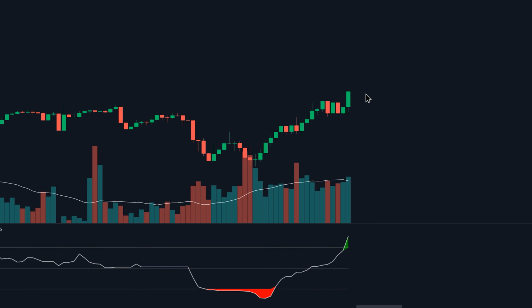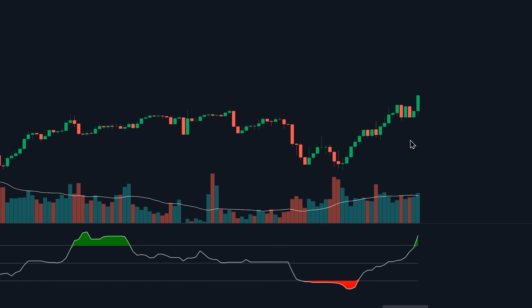Condition number 2 is to ensure that the crossover candle, which is this candle that corresponds to this crossover, has enough bullish volume to push the price in the direction of our trade. To confirm that, you just make sure that this last histogram bar of the volume indicator is colored teal, and it should also close above this white moving average.